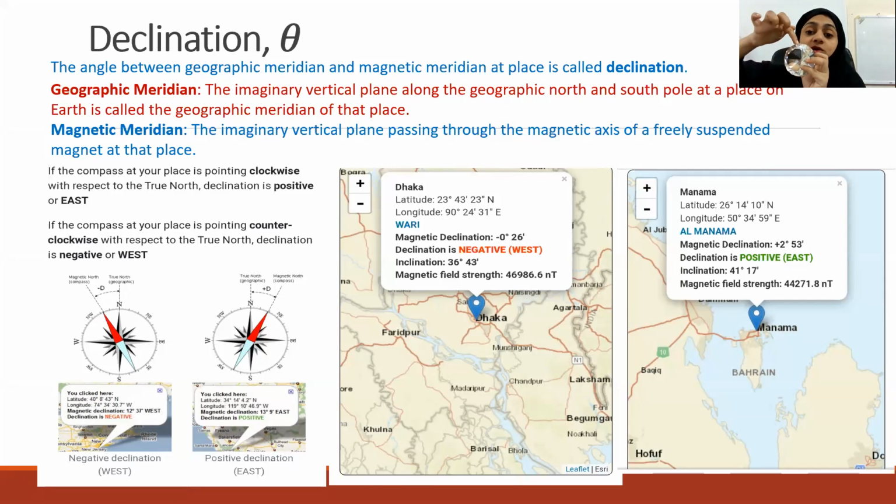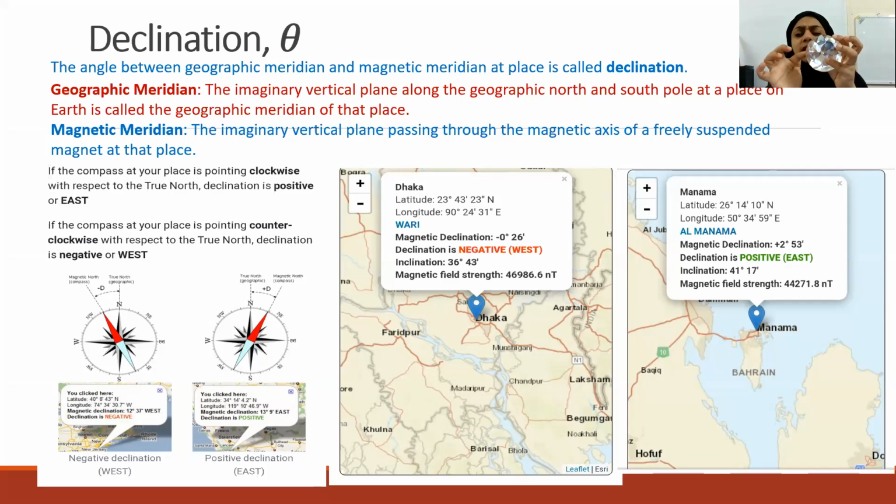The geographic North Pole will be 1750 kilometers away from the magnetic South Pole. Similarly, the magnetic North Pole will be 1750 kilometers away from the geographic South Pole. So they are not the same points. The line connecting the magnetic South and magnetic North is called the magnetic axis. Now there are two lines, the geographic axis and the magnetic axis.